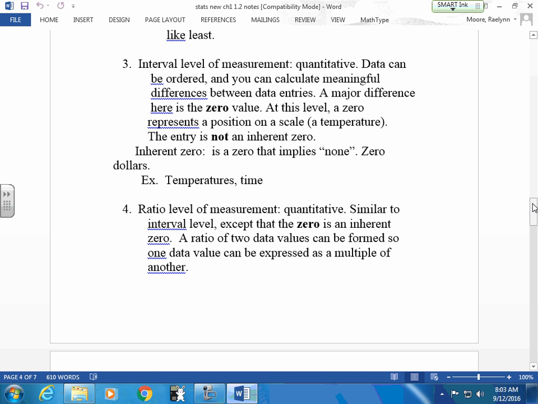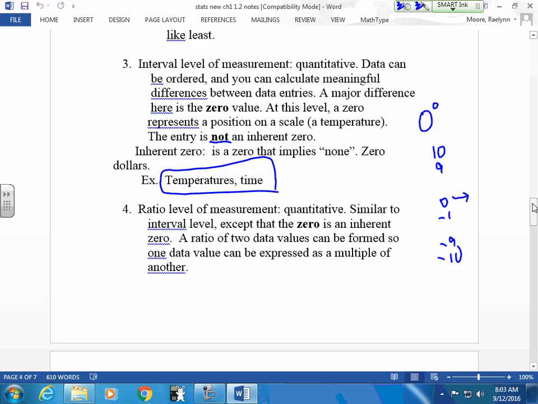Interval is the tricky one. All you have to remember is time and temperature. This one does not have an inherent zero. An inherent zero is a zero that says, I have none. I have zero money, no money. This zero, in terms of temperature, is actually a temperature. It doesn't mean no temperature. So there is not an inherent zero in here. This has a meaning in it. And if you went down the line, all the way down to zero and then down to negatives, this zero is a temperature.